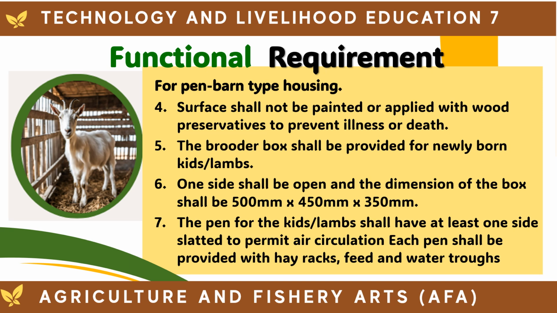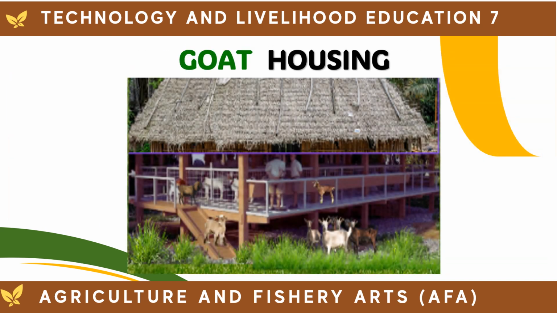The brooder box shall be provided for newly born kids/lambs. One side shall be open and the dimension of the box shall be 500 mm x 450 mm x 350 mm. The pen for the kids/lambs shall have at least one side slatted to permit air circulation. Each pen shall be provided with hay racks, feed and water troughs. The goat housing.